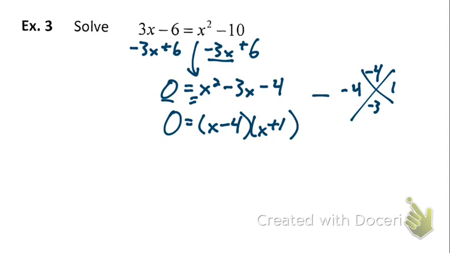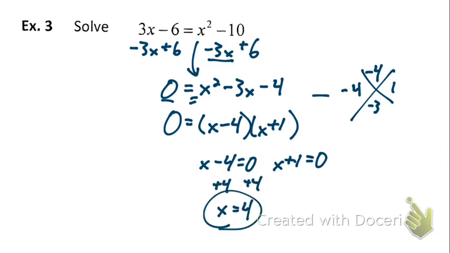And so that gives me, now that I factor it completely, now I set them both equal to 0. So x minus 4 equals 0, and x plus 1 equals 0. I add 4. I get x equals 4 as one solution. And then I subtract 1 from both sides, and I get x is equal to negative 1. So that one I got two solutions, two different solutions, and they're both nice, no fractions.